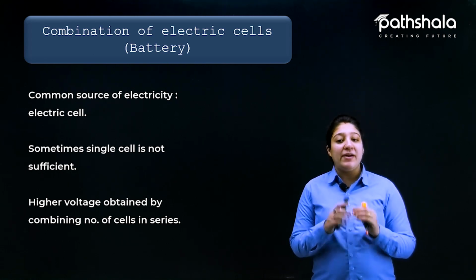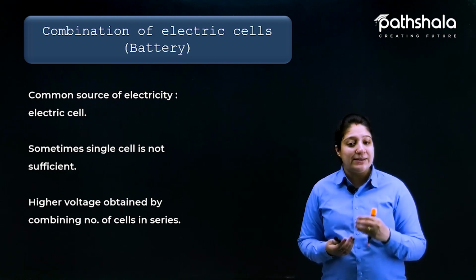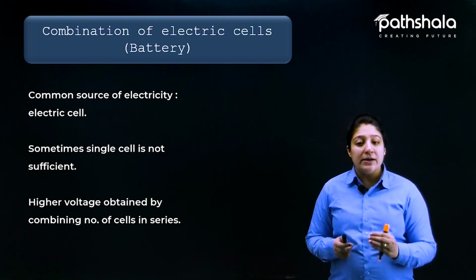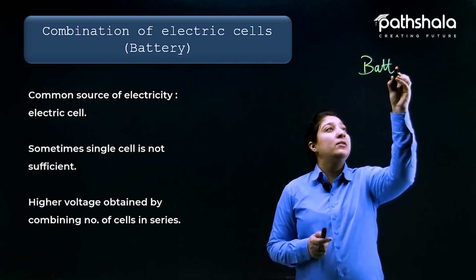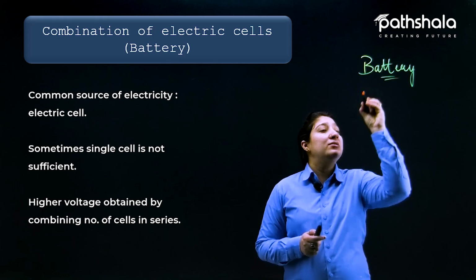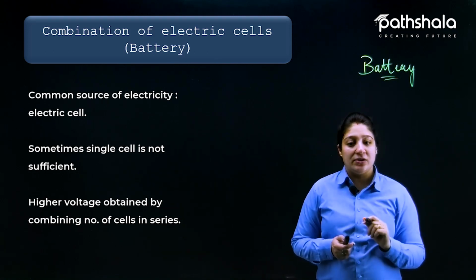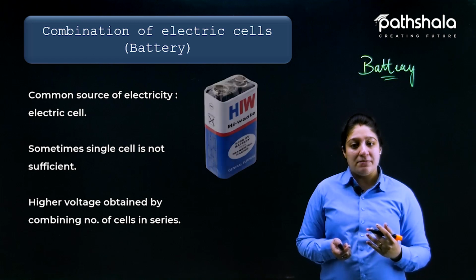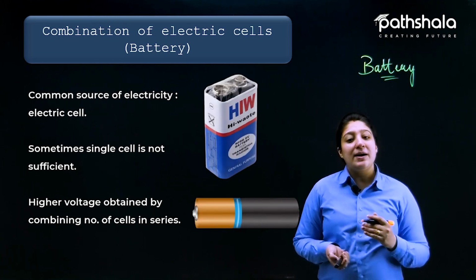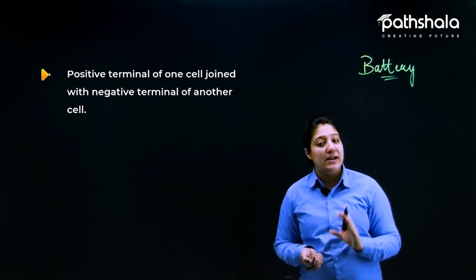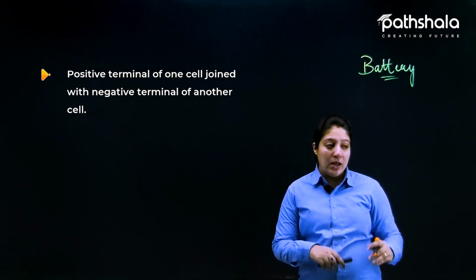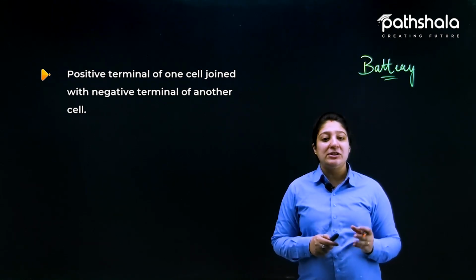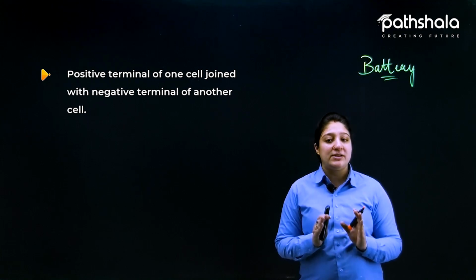Now understand here, when I say that the cells are connected in series, series means when the number of cells are combined with proper connection. Now, how is that proper connection made? First of all, the proper connection is made when the positive terminal of one cell is joined with the negative terminal of another cell. I have explained this earlier also, but again I am explaining this concept because this is a very important concept of this chapter, right?